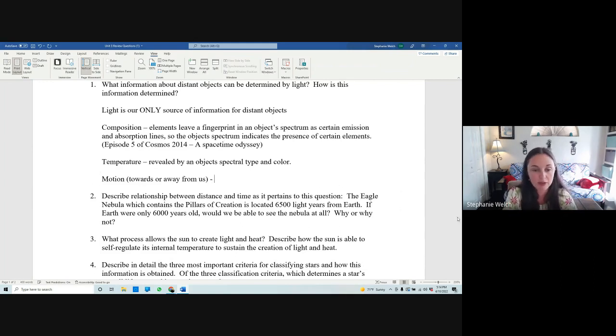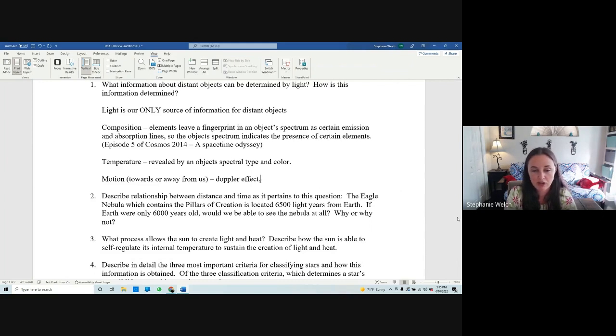The last piece of information that can be determined from light is whether the object is moving towards us or away from us. And it's based on how the motion of the object affects the object spectrum. To make this work, you need something to compare it back to, at least some sort of estimate of what the object would look like if it was stationary. But we can tell whether objects are moving towards us or away from us based on something called the Doppler effect.